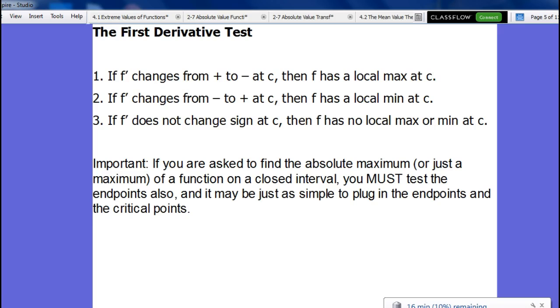10 minutes, wait, 10% of it. Maybe after.